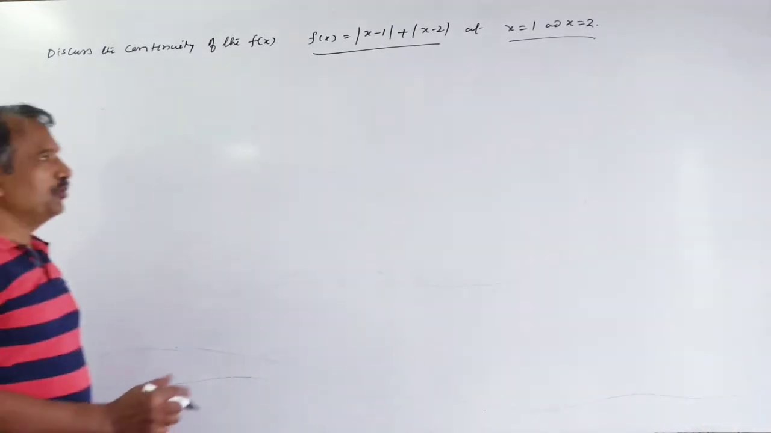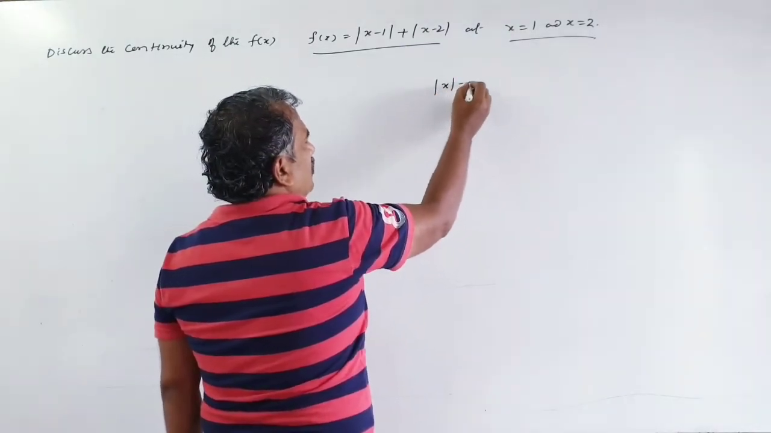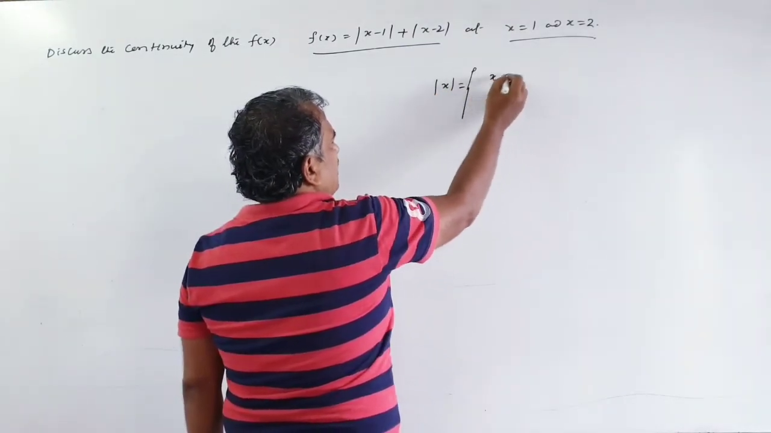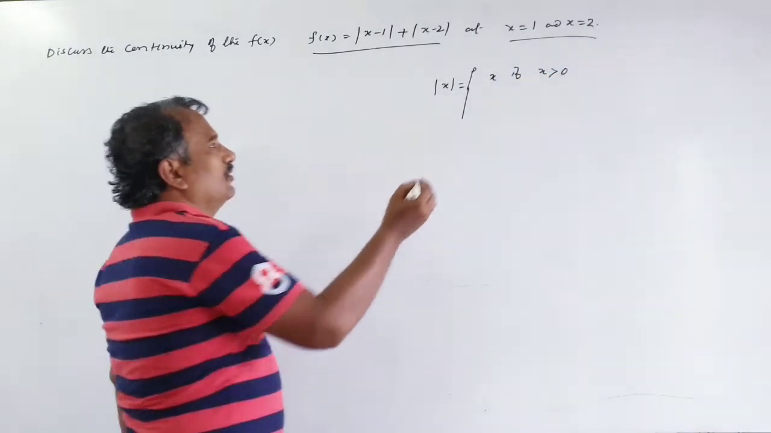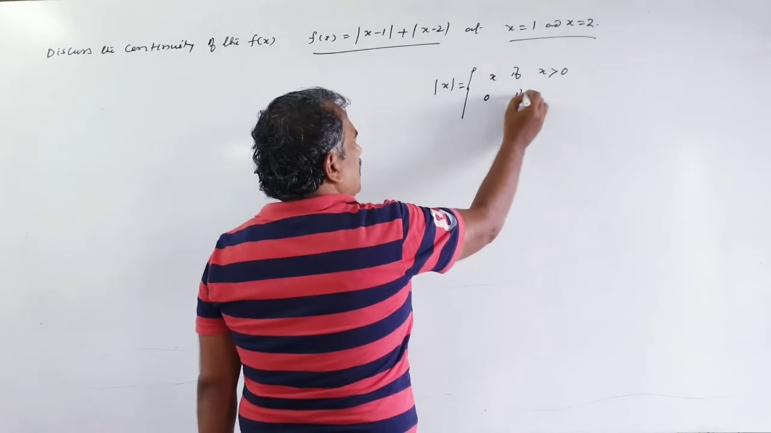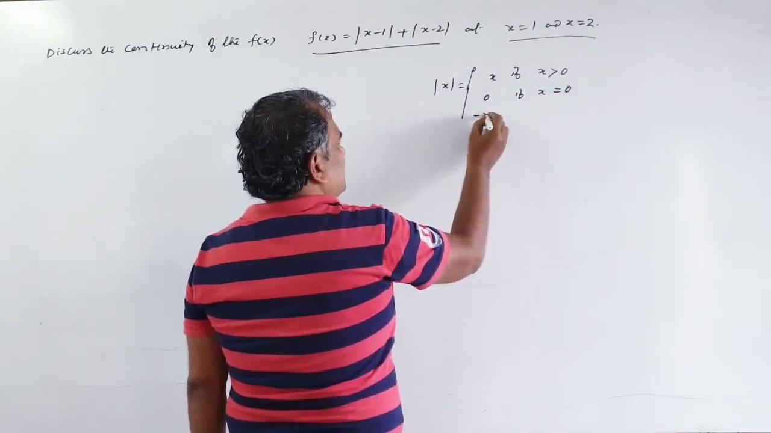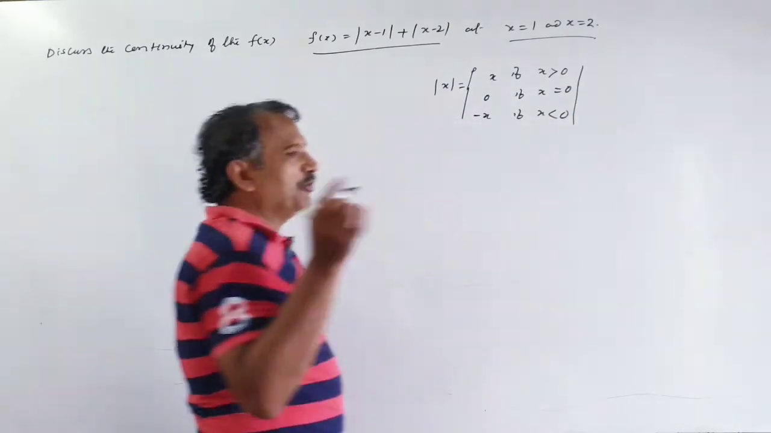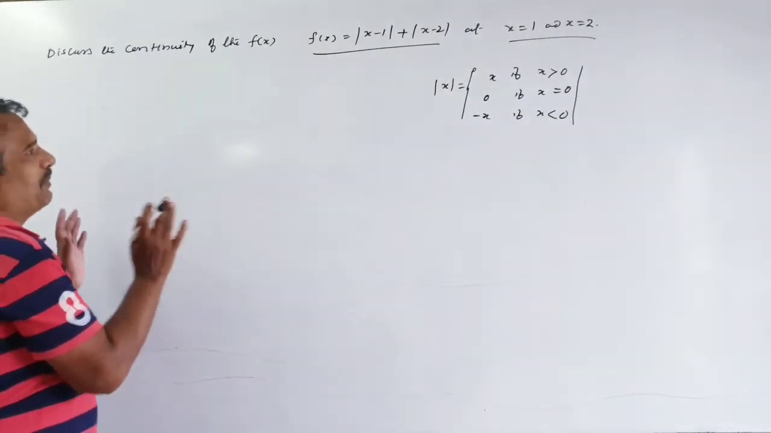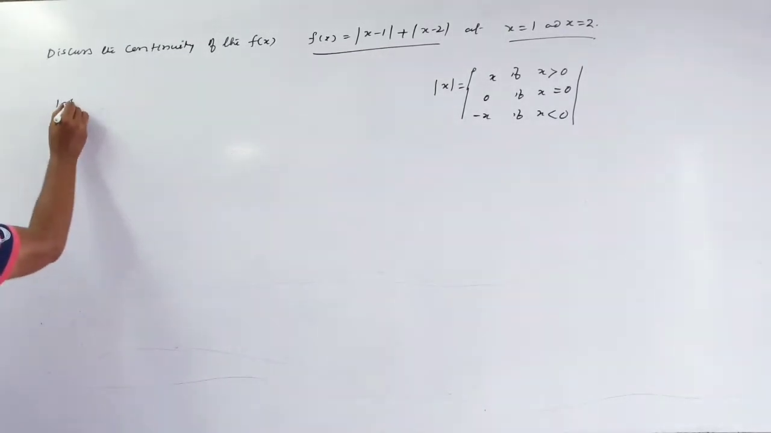Okay. Now we know that mod x equals x if x is greater than 0. Yes or no? 0 if x equals 0. Minus x if x is less than 0. This is the logic for the modulus function. Now here there are two parts. First define one.